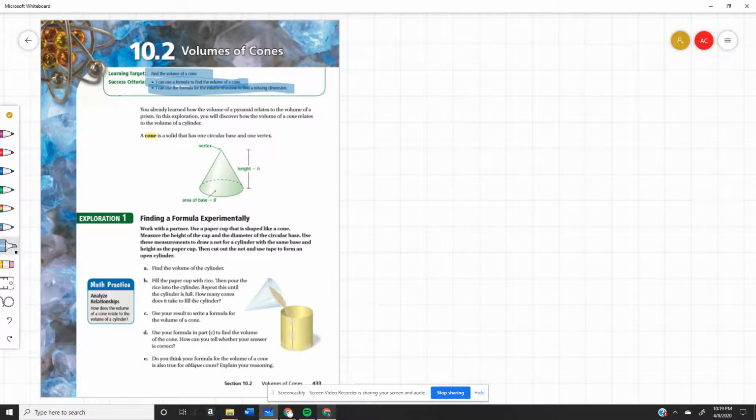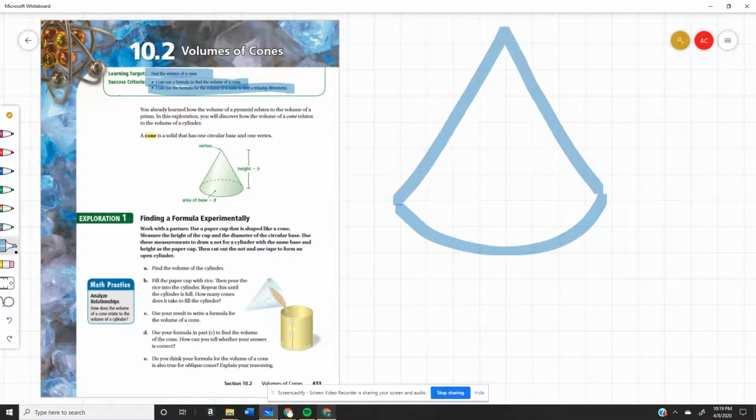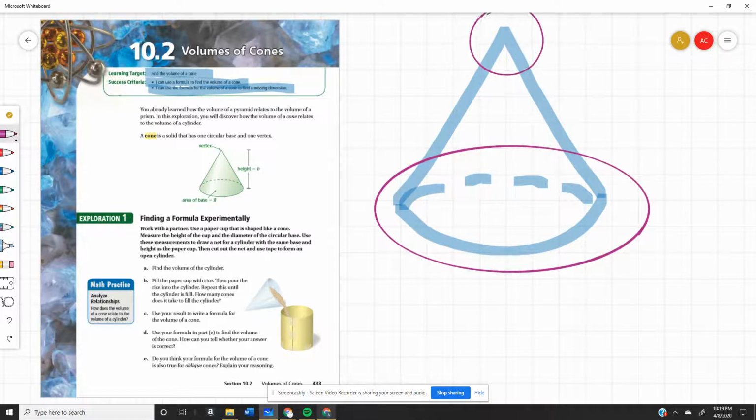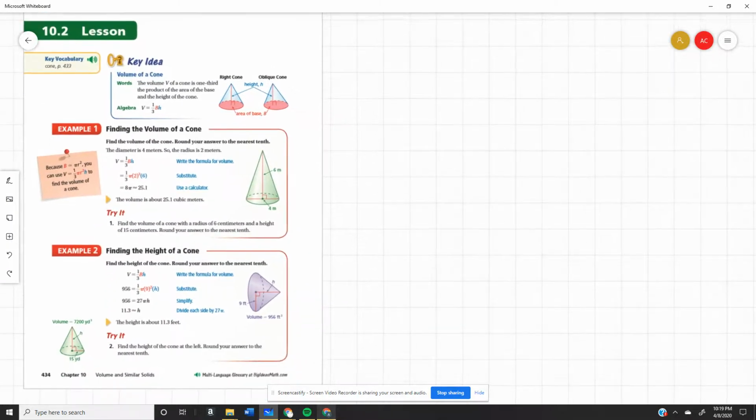Okay? You already know how the volume of a pyramid relates to the volume of a prism. In this explanation, we're going to talk about how the volume of a cone relates to the volume of a cylinder. So a cone is a solid that has a circular base and one vertex. So if we were going to draw it, it would look something like that. It's got this circular base right here, and it's got the vertex right here, a nice pretty point, okay? So let's go ahead and we're gonna move on and we're gonna look at our first key idea.